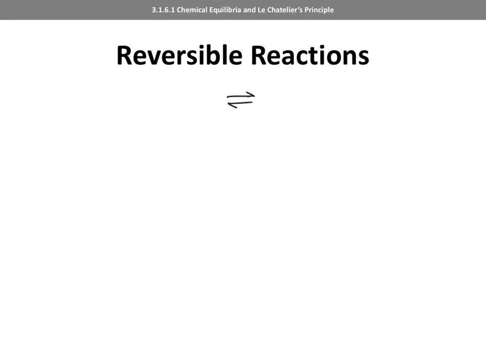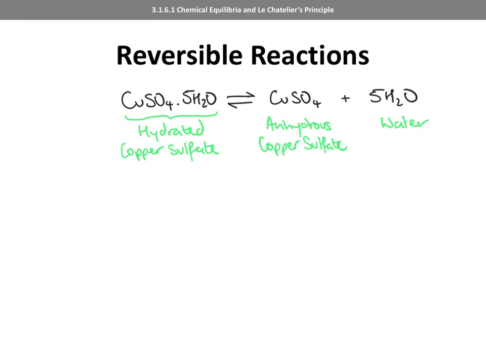And the particular example that many specifications look at at GCSE is the one where we have hydrated copper sulfate on one side and anhydrous copper sulfate and water on the other. Now, we knew that a chemical reaction was taking place because of one of those classic observations, and that's a colour change. So hydrated copper sulfate is blue and anhydrous copper sulfate is white.